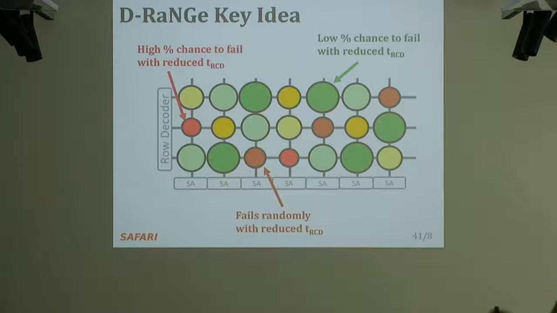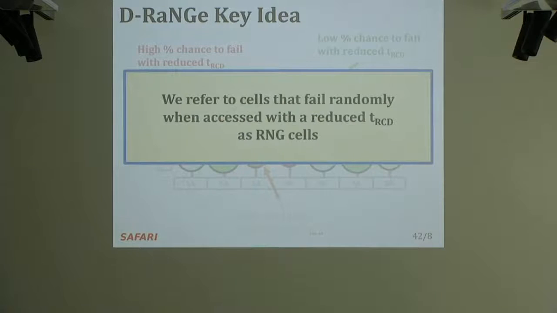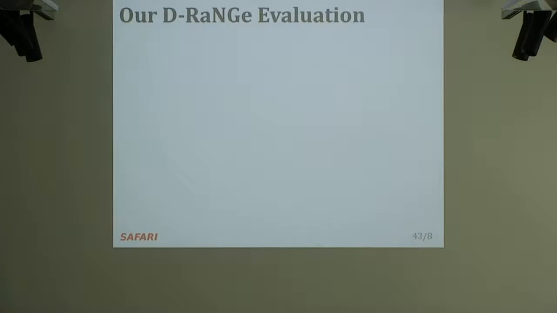You can do an online profiler again. And I think online profiling is very important for this again. So those are called RNG cells, random number generator cells. And the paper talks about how to find those cells, whether those cells actually lead to random numbers, and evaluation of the random number generator.